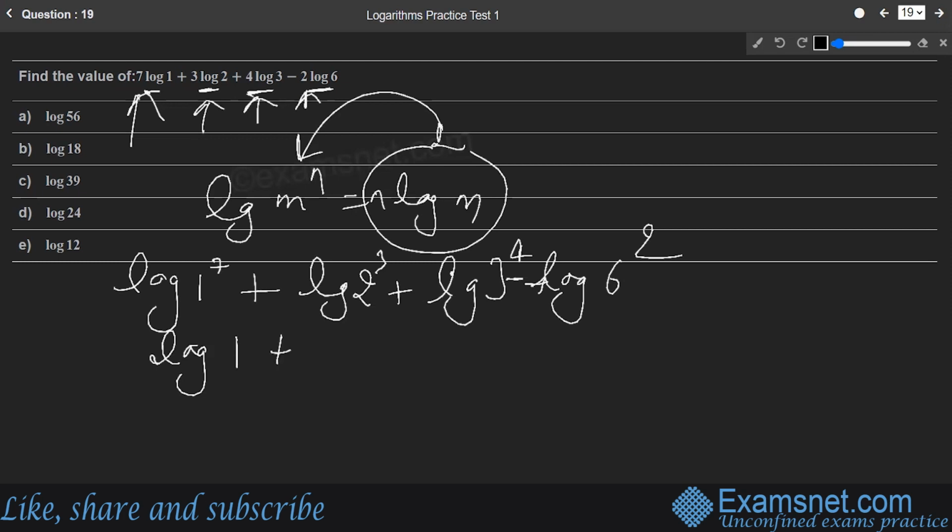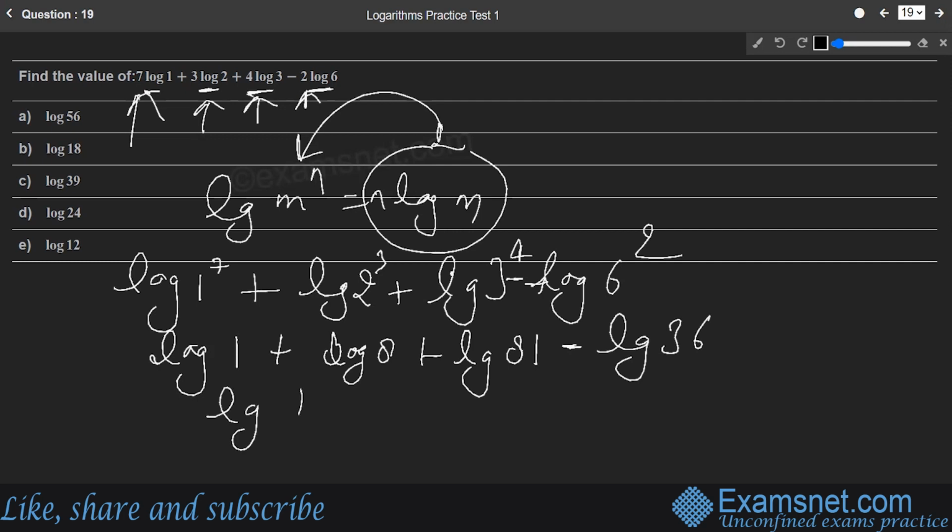Log 1 plus log 8, plus this is nothing but log of 3 to the power 4, which is 81, minus log of 36. Now we can combine them all together. All the log plus terms can be combined in the multiply form, and the minus term can be combined in the divide form. So let us combine them: it is going to be log of 1 into 81 into 8 divided by 36.